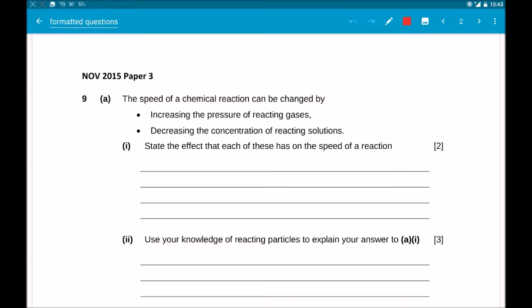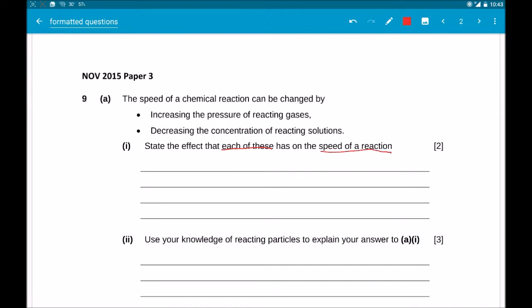Hello students, let us look at question 9 in the 2015 paper 3. Part A. The speed of a chemical reaction can be changed by increasing the pressure of reacting gases, decreasing the concentration of reacting solutions. Part 1. State the effect that each of these has on the speed of reaction.